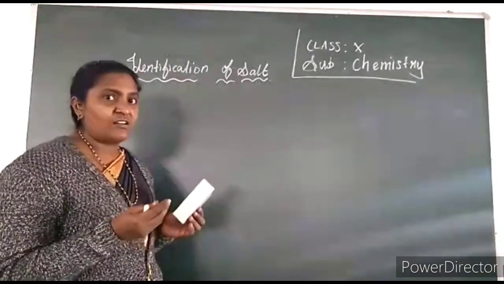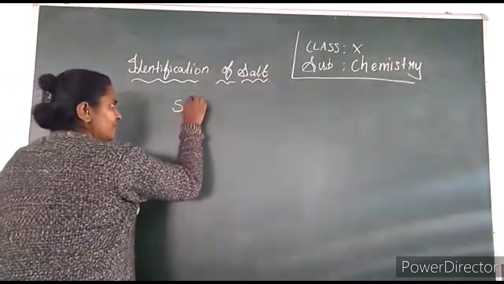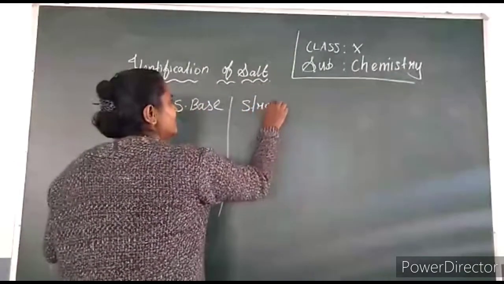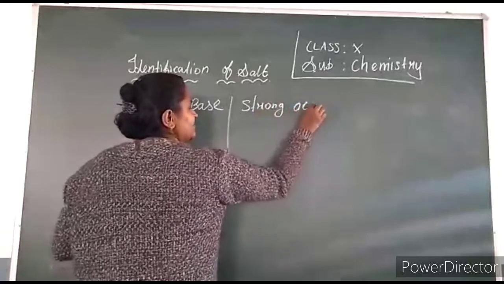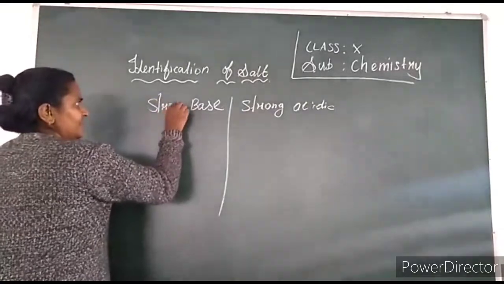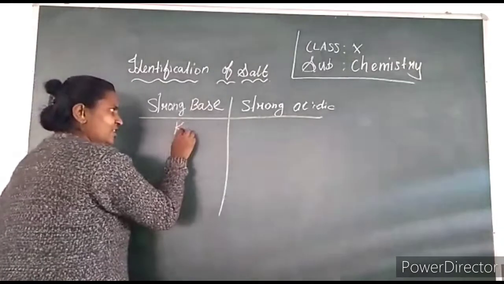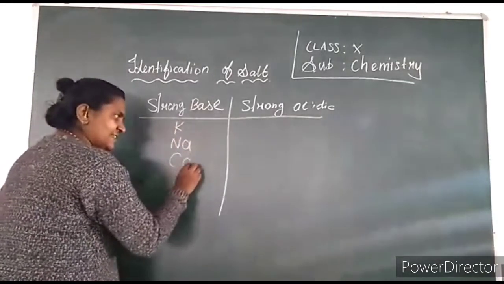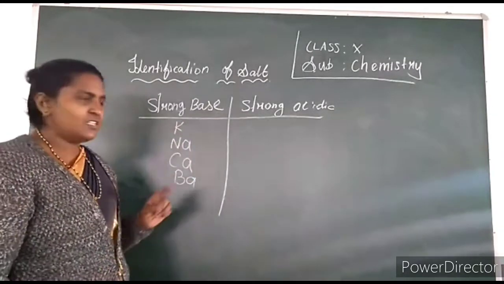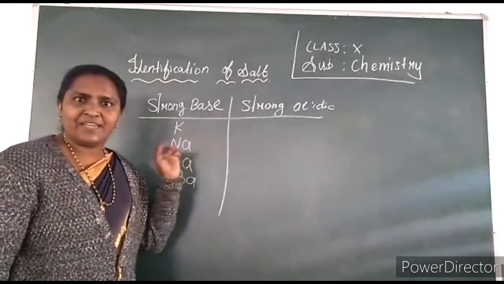What are strong basic groups or basic radicals? Strong basic radicals, strong base, strong acidic radical. Here you should remember a few elements. For example, sodium, potassium, calcium, barium. These things you have to remember. In your salt, if these elements are found, then we can say it is a strong base.